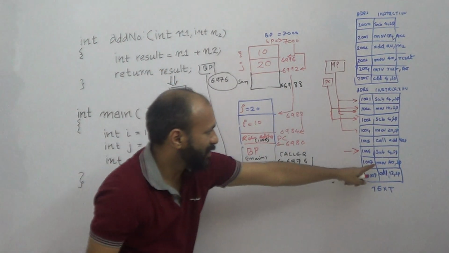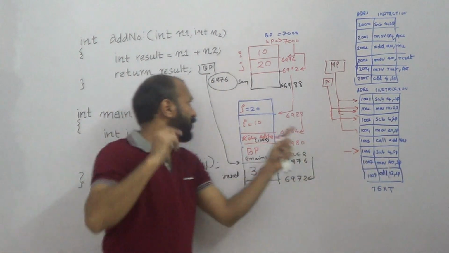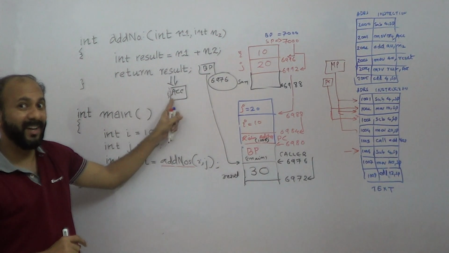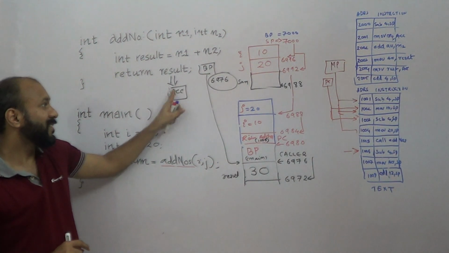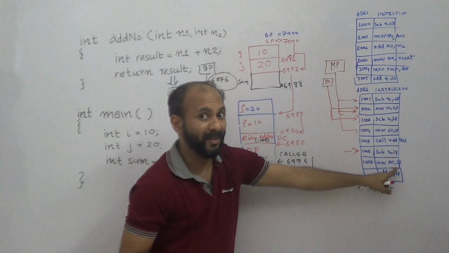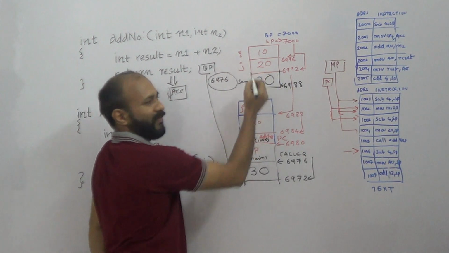Now what will happen here? Move the accumulator content to where the stack pointer is pointing. What is available inside the accumulator? The sum of these two numbers. This accumulator content has to move to where the stack pointer is currently pointing. So here 30 is available.